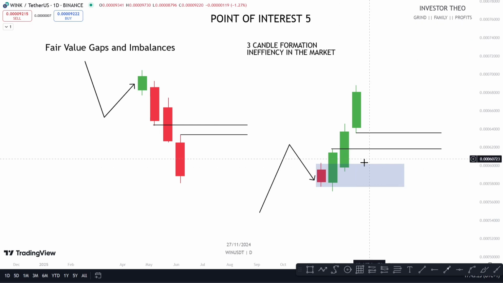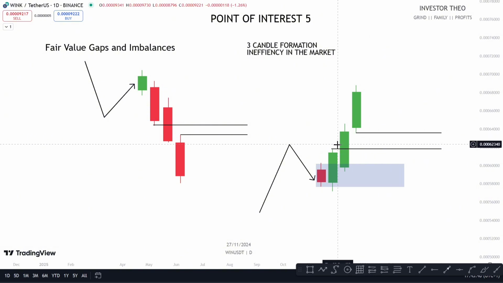So a fair value gap is formed when there are many buy orders. Like the sell orders are never enough, so it just keeps on pumping up. That's an impulsive move, right? And when this impulsive move occurs, there's usually a gap that's left behind by a three candle formation, all right, which the market will come back to fill because this is an inefficiency in the market. So this is a better example used to explain it.